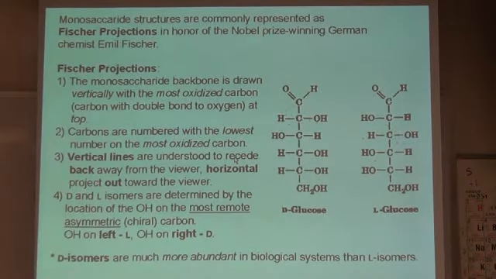The D isomers are much more abundant in biological systems. That doesn't mean that L isomers don't exist. They do. It only means that when you see complex carbohydrates, when you see a lot of these monosaccharides assembled into these large polysaccharides, the monosaccharides are in the D isomer form.